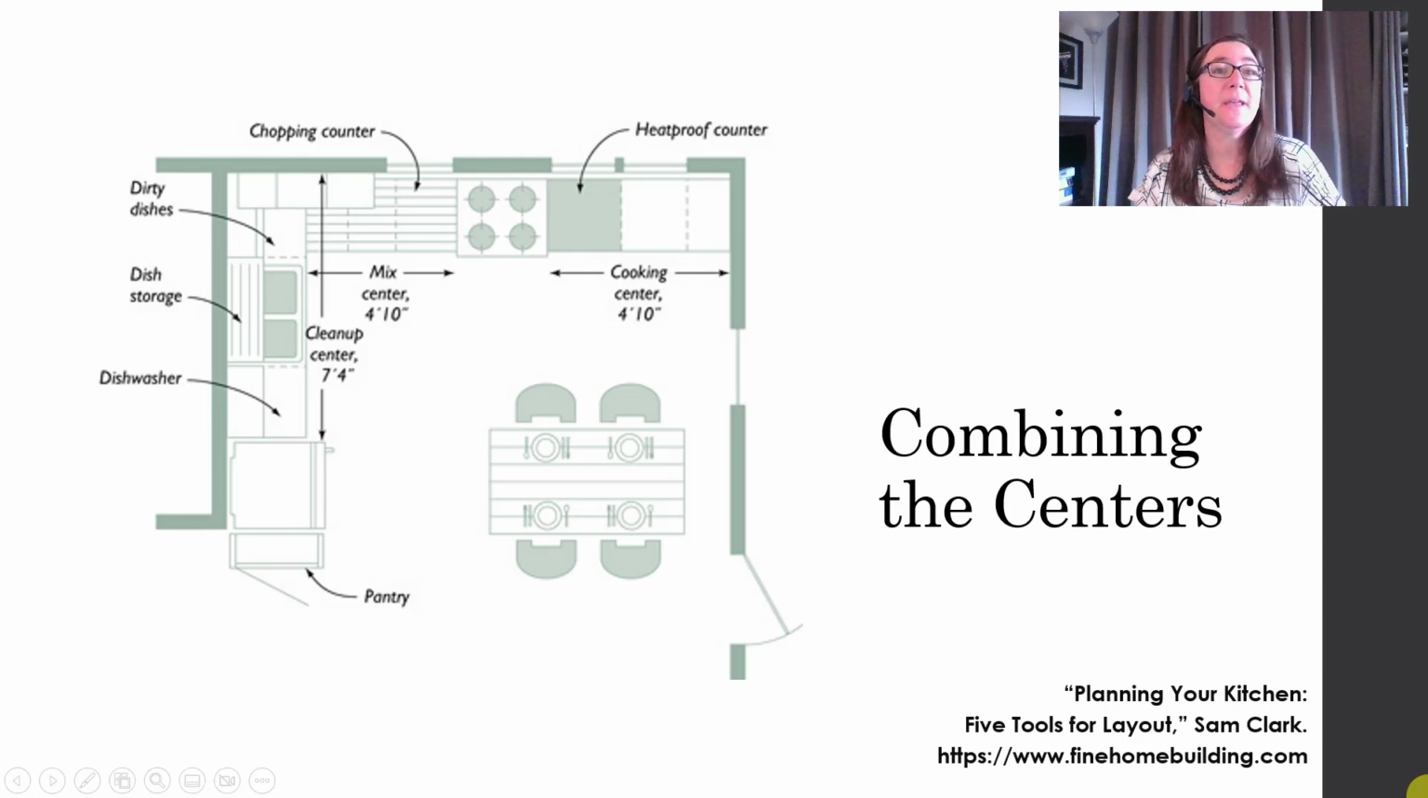Let's start by looking at an example kitchen floor plan and identifying the different centers in this example. You can see that we have a cooking center, a cleanup or sink center, and a refrigeration center in this kitchen. But how do we know the best way to put these together?